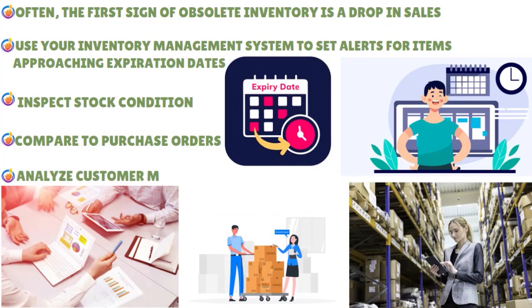You also want to analyze customer metrics. Customer buying patterns can provide insights into potential inventory obsolescence. Let me give you an example. If a specific toy line is consistently unpopular among key customer groups, it might suggest these items are becoming obsolete. The market will always let you know. The public will let you know early on.